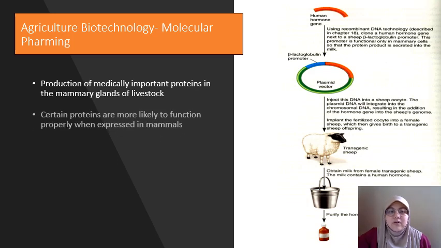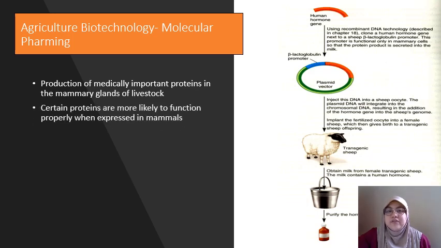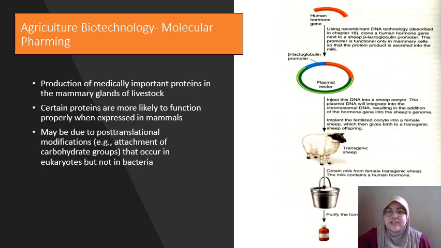First of all, compared to the production of proteins in bacteria, one advantage is that certain proteins are more likely to function properly when expressed in mammals. This may be due to post-translational modifications, for example, attachment of carbohydrate groups, that occur in eukaryotes but not in bacteria, so bacteria cannot do this.